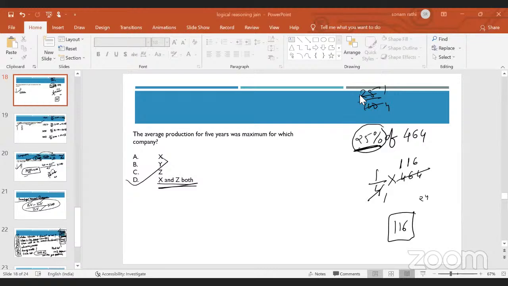But reasoning is one topic which is very, very scoring, because in reasoning you either know the answer or you don't, so you will not waste time on it. For example, in a coding question, if you know the coding pattern, you can do it. If you are not able to crack the coding pattern, you do not waste time on it, you move to the next question, right? So reasoning is very scoring.